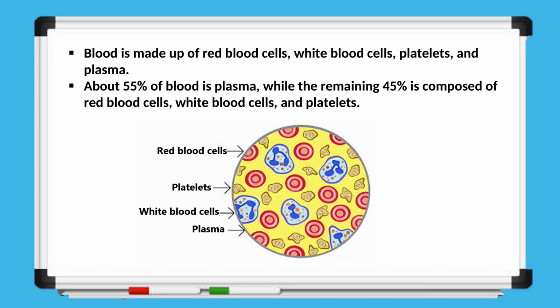Approximately 55% of blood is plasma, which is the liquid portion, while the remaining 45% is made up of the cellular components: red blood cells, white blood cells, and platelets. Each of these components has a specific role in keeping the body functioning properly, and together they make up the blood that circulates throughout the body.